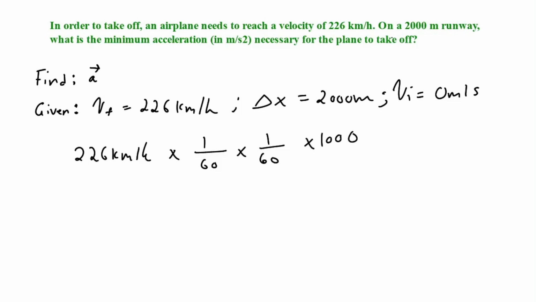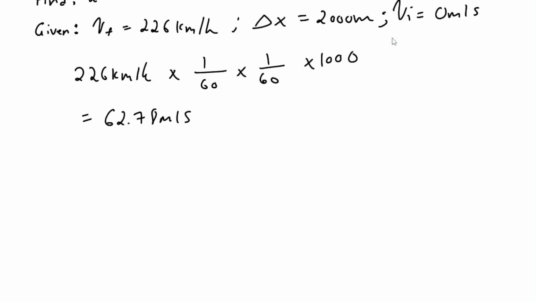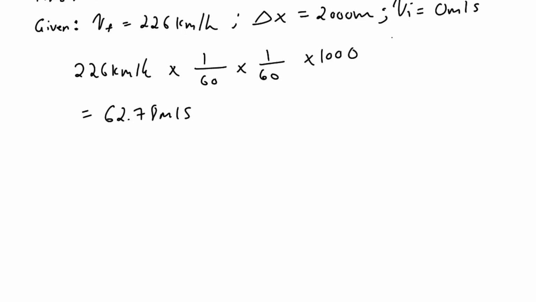Now, what exactly is this doing? When I'm dividing by 60, it's turning into kilometers per minute, and divide by 60 again, it's kilometers per second. And then when we multiply it by 1,000, it's going to become meters per second. Alrighty? So when we do this, we get a value of 62.78 meters per second. Okay, cool. So now since we've done that, we can get to our formula.